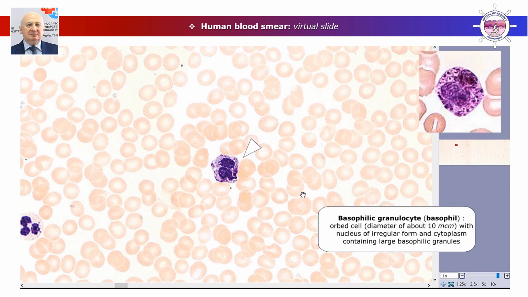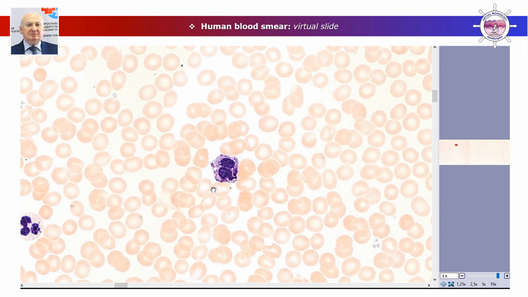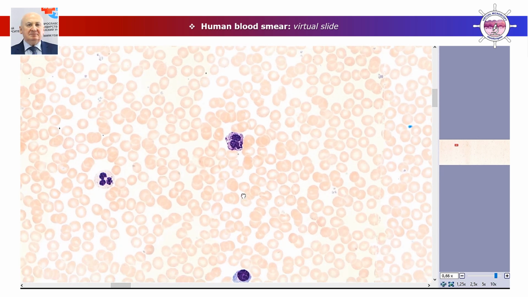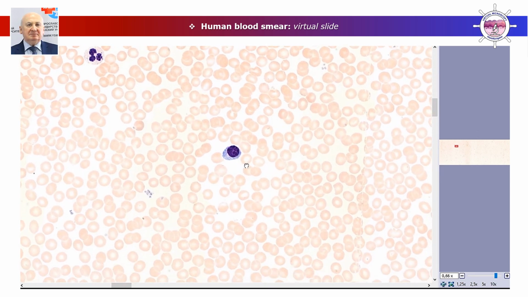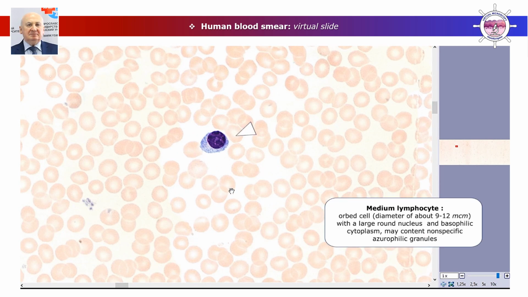Basophilic granulocyte or basophil is a round cell with a nucleus of irregular form and cytoplasm containing large basophilic granules. Medium lymphocyte is a round cell with a large round nucleus and basophilic cytoplasm, which may contain nonspecific azurophilic granules.